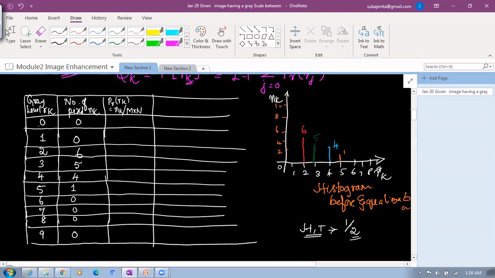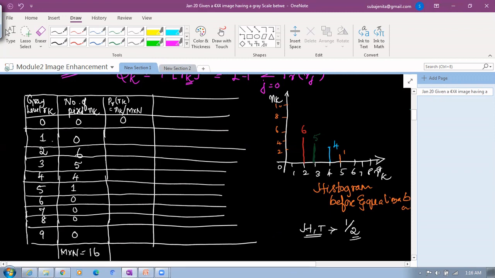Similarly, the probability of occurrence for a gray level is given by the number of times that particular gray level has occurred divided by M cross N, which is the total number of pixels. So first let me total the number of pixels. As I told you in the beginning, it is a 4 cross 4 image, so we have 16 pixels. For the first case, 0 divided by 16 is 0.